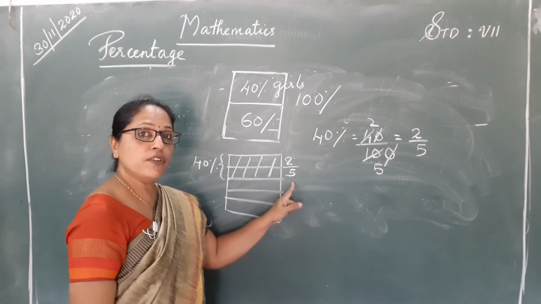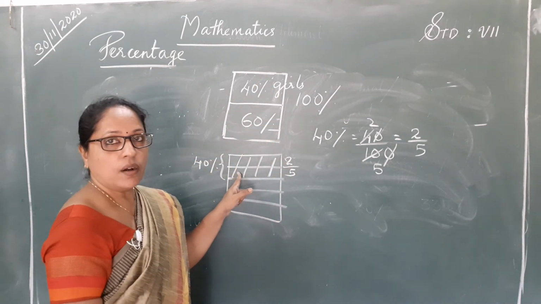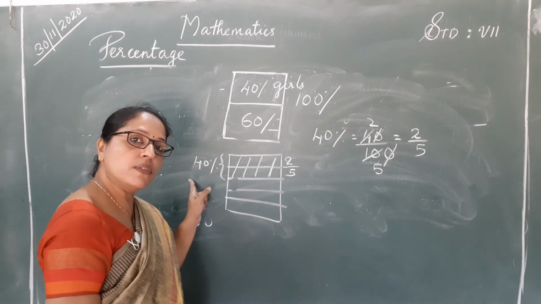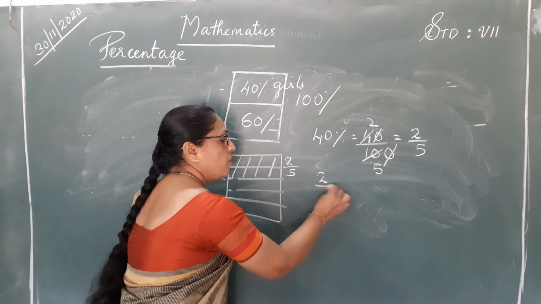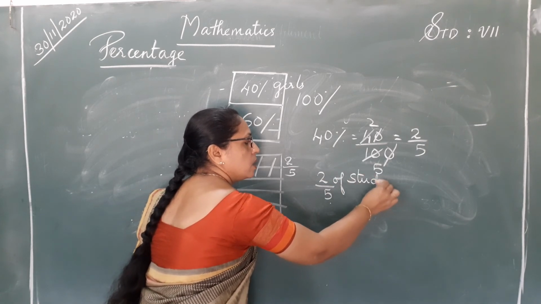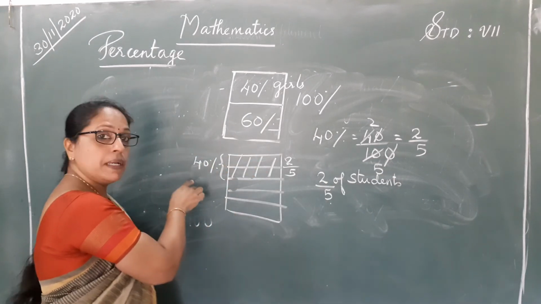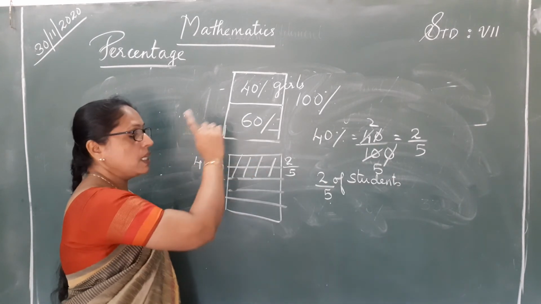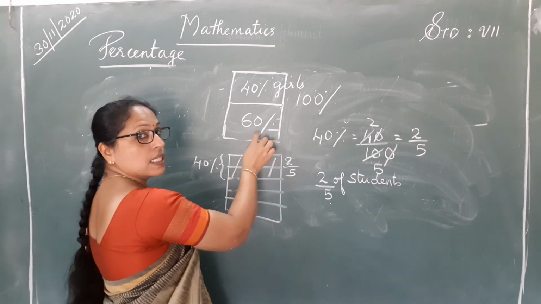So, 2 by 5 of the students are girls, or 40% of the students. When you say it in fraction, it is 2 by 5 of students who are girls. When you say it in percentage, 40% of students are girls. Okay. Now, the same way, 60%.